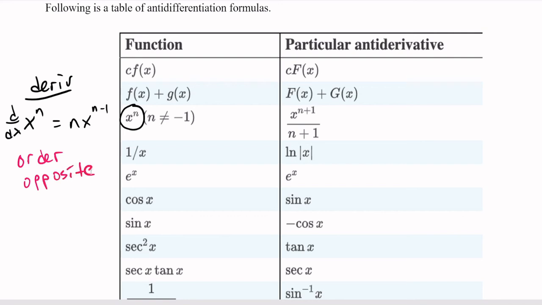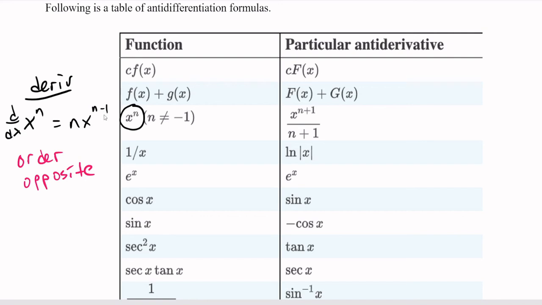Okay. What do I mean by that? Well, what did you do here? You took n, grabbed n, and you brought it down first. Then you subtracted. But I said everything opposite. So when you're doing the antiderivative, you change n first, then you bring it down. So see here, we brought n down first, then we changed it.